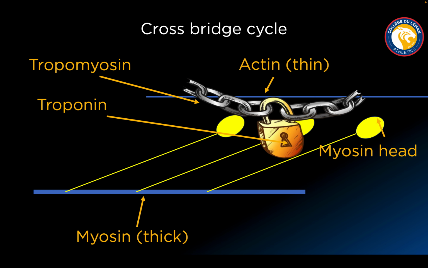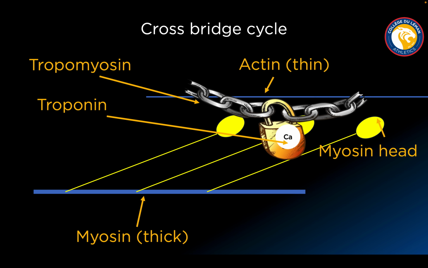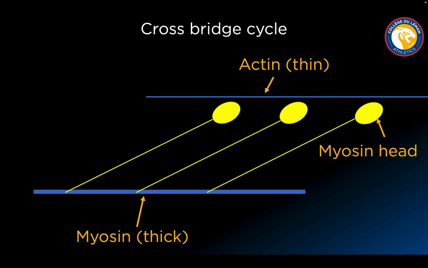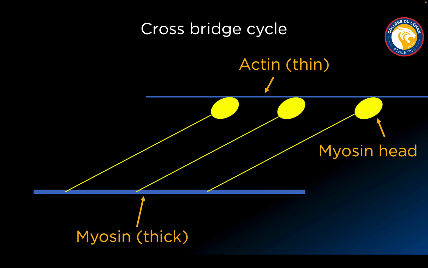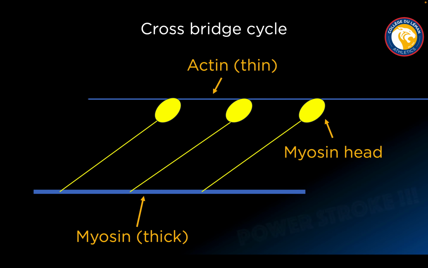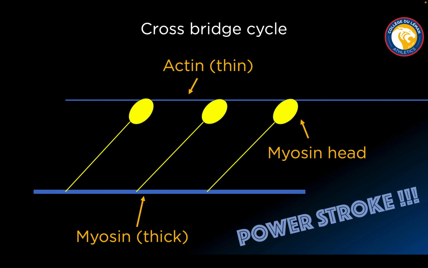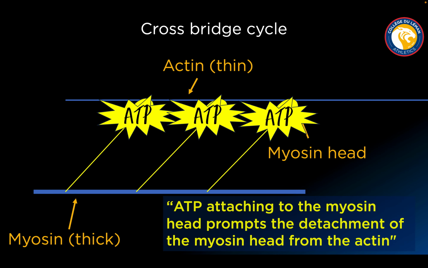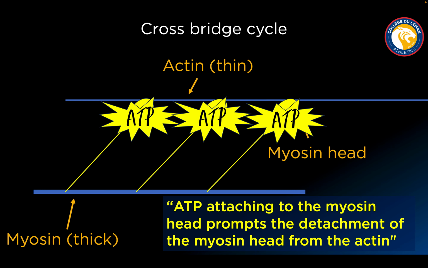So along comes the calcium, binds to that troponin, and that gives the signal for the tropomyosin and troponin to get out of there. This allows the myosin heads to then connect with the actin. And now we've got that power stroke. We've got the ATP coming in. We've got the ATP, remember, binds with those myosin heads.